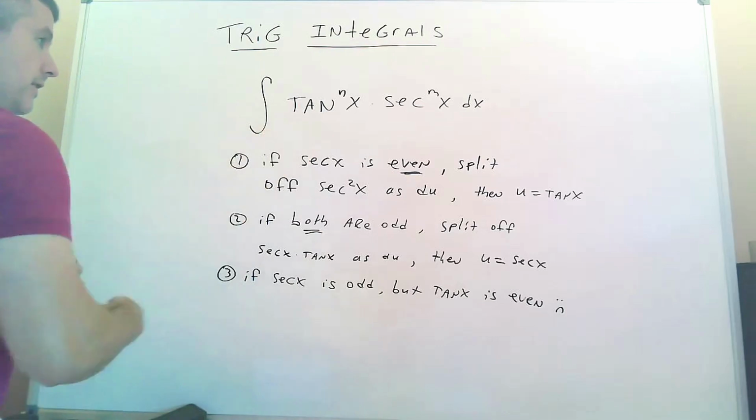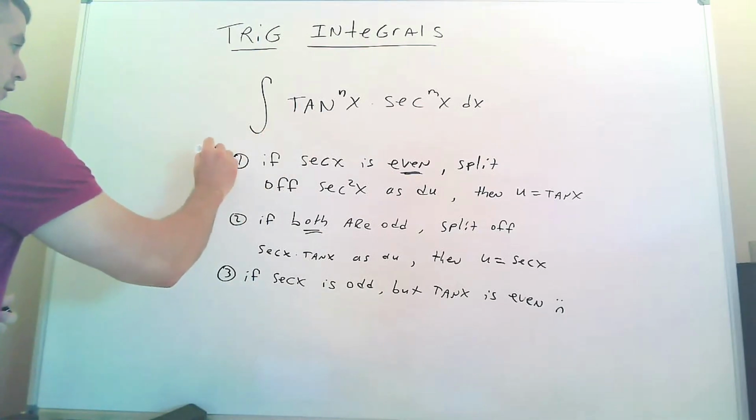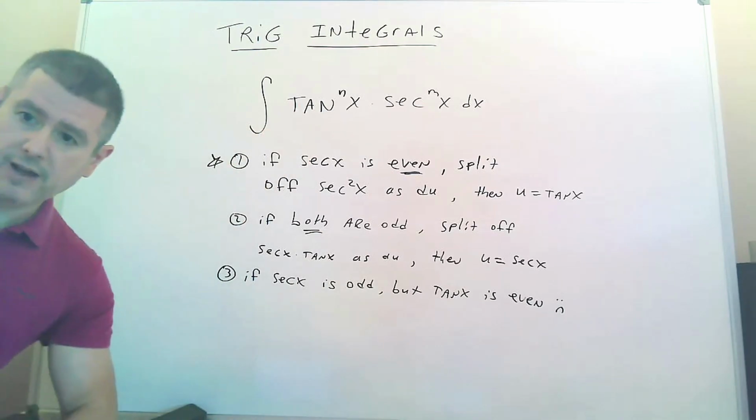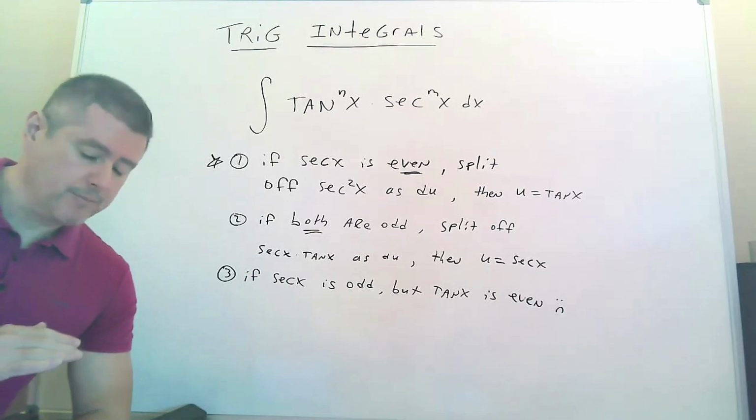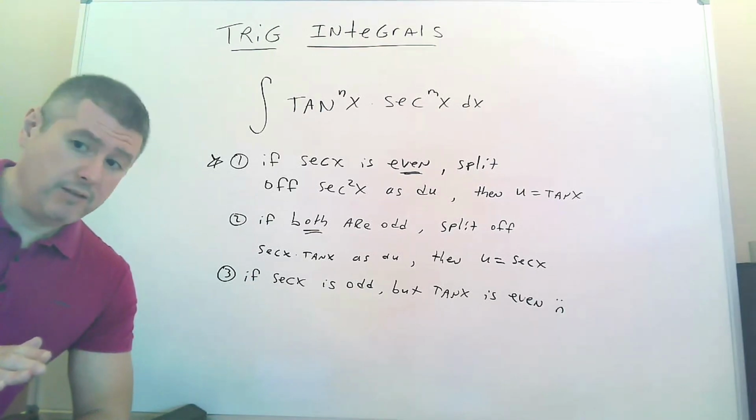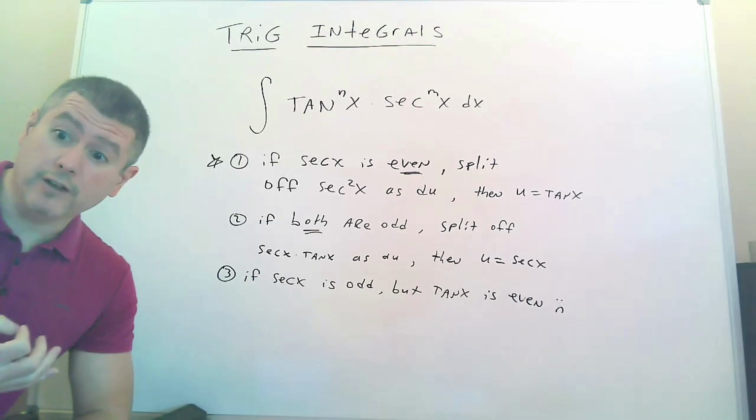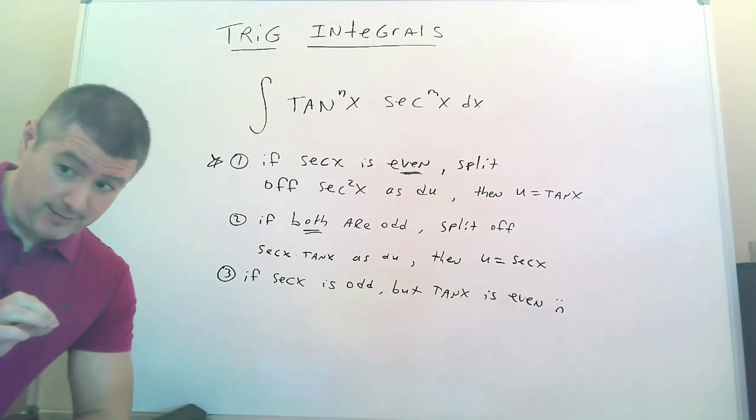So this is probably the best case scenario for you: if secant is even, it doesn't matter what tangent is. Tangent could be odd or even. It's irrelevant. All that matters is secant is even.